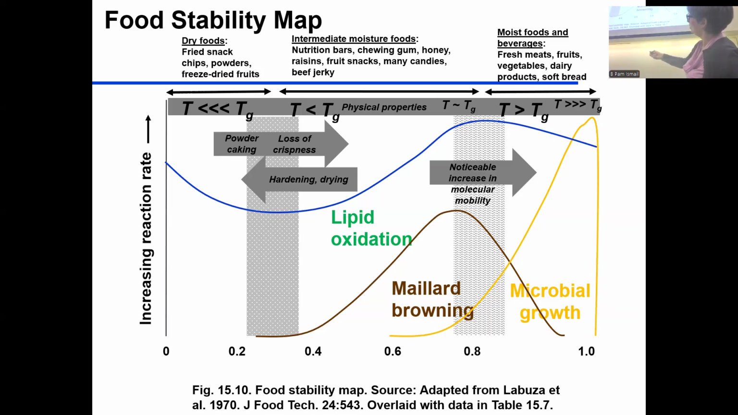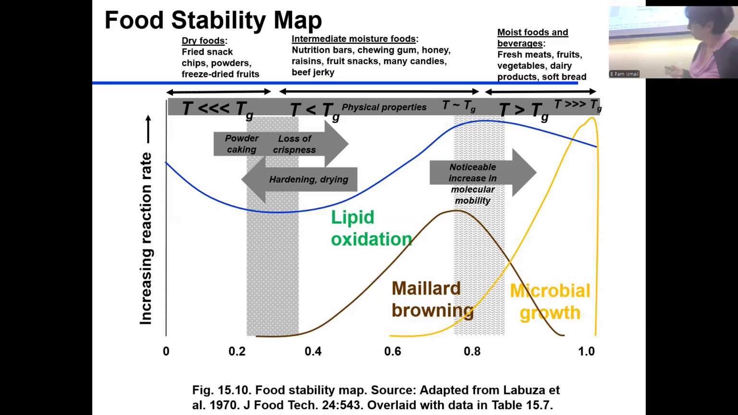So it kind of shows you at different water activity how the reactions behave. Like the Maillard reaction starts increasing between 0.5 and 0.8, with the highest being 0.75 to 0.8 really for Maillard reaction. And then microbial growth starts increasing after 0.6 and then goes up as the water activity increases close to 1.